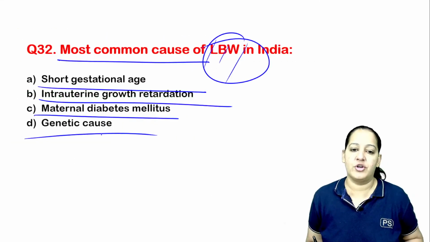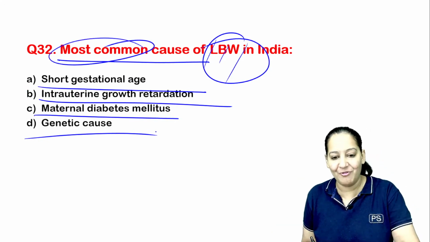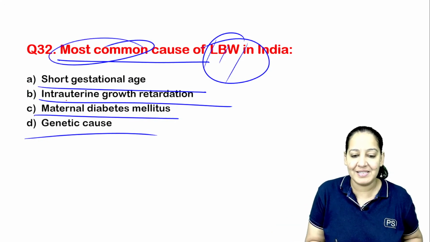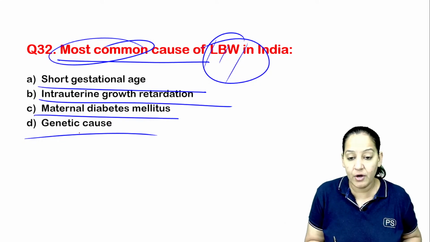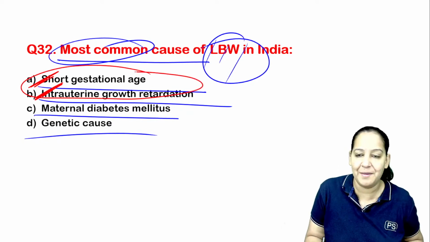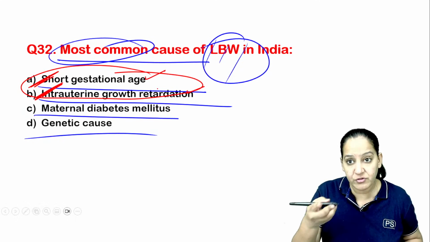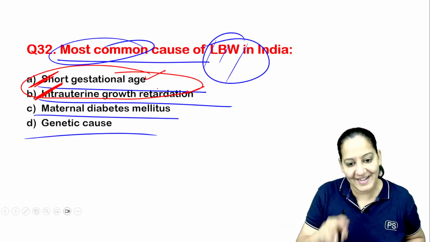Now have a look at your question. What is the most common cause they are asking? Most common cause of LBW. So what do you say the answer is? Okay, now none of the answers is very correct. Short for gestational age and intrauterine growth retardation, both are the same thing. Both mean the same. One of the options should be premature, and that is the answer.